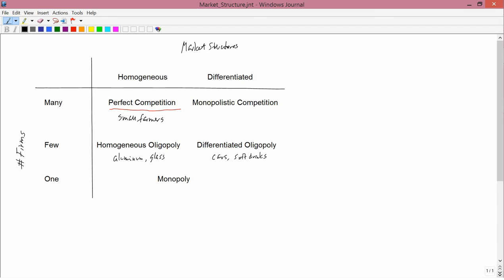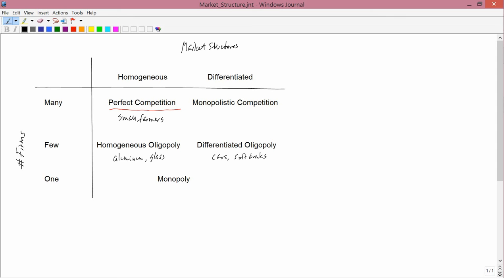In perfect competition, of course, there's no point in having a brand name. No firms have brand names. But in differentiated oligopolies, they certainly do. It's differentiated because the cars from one company are not the same as the cars from another company. Or the soft drinks from one company are not the same as the soft drinks from another company. And it's an oligopoly because there are not many producers of automobiles or many producers of soft drinks. There are only a few.